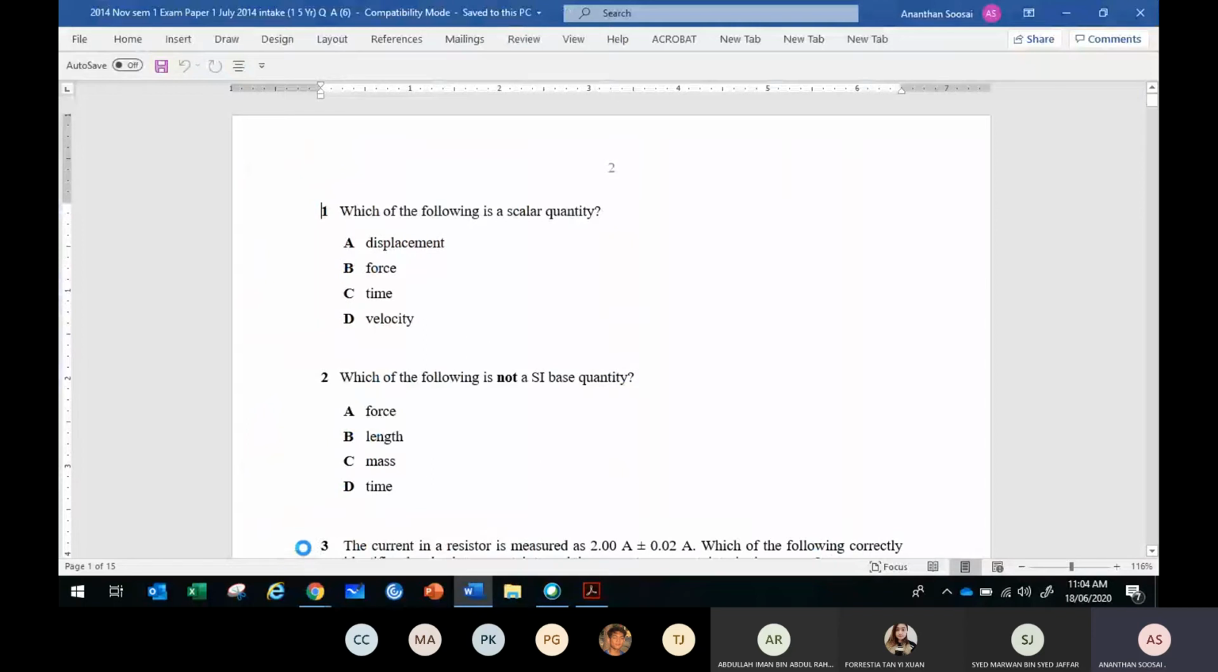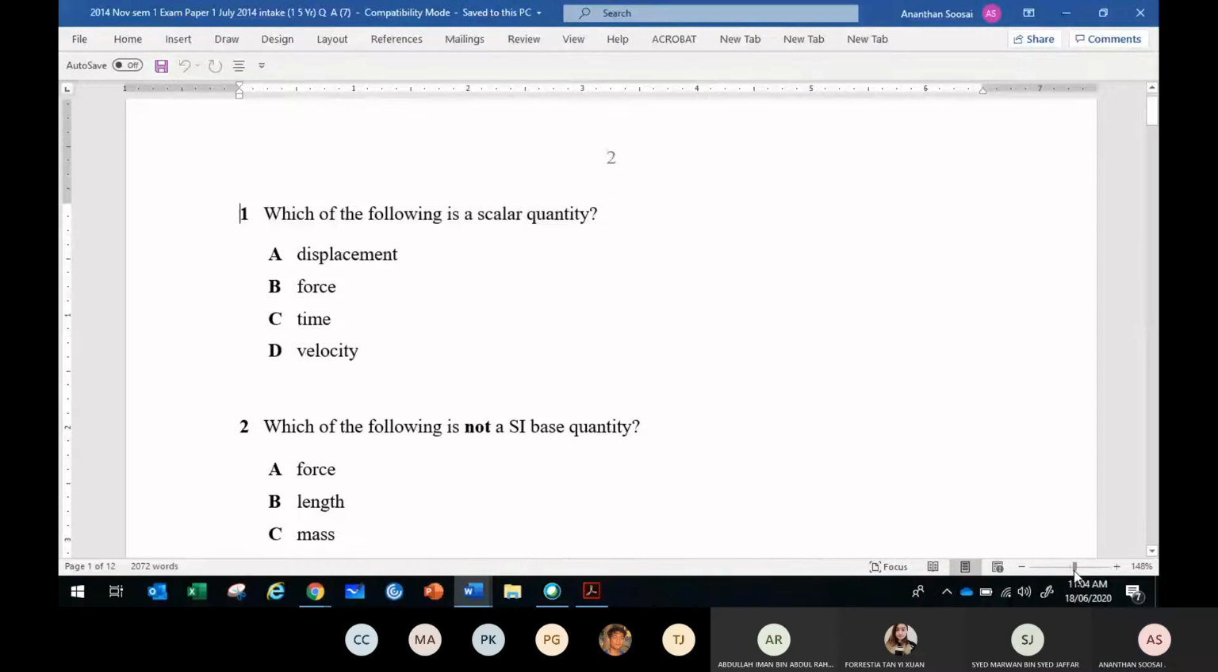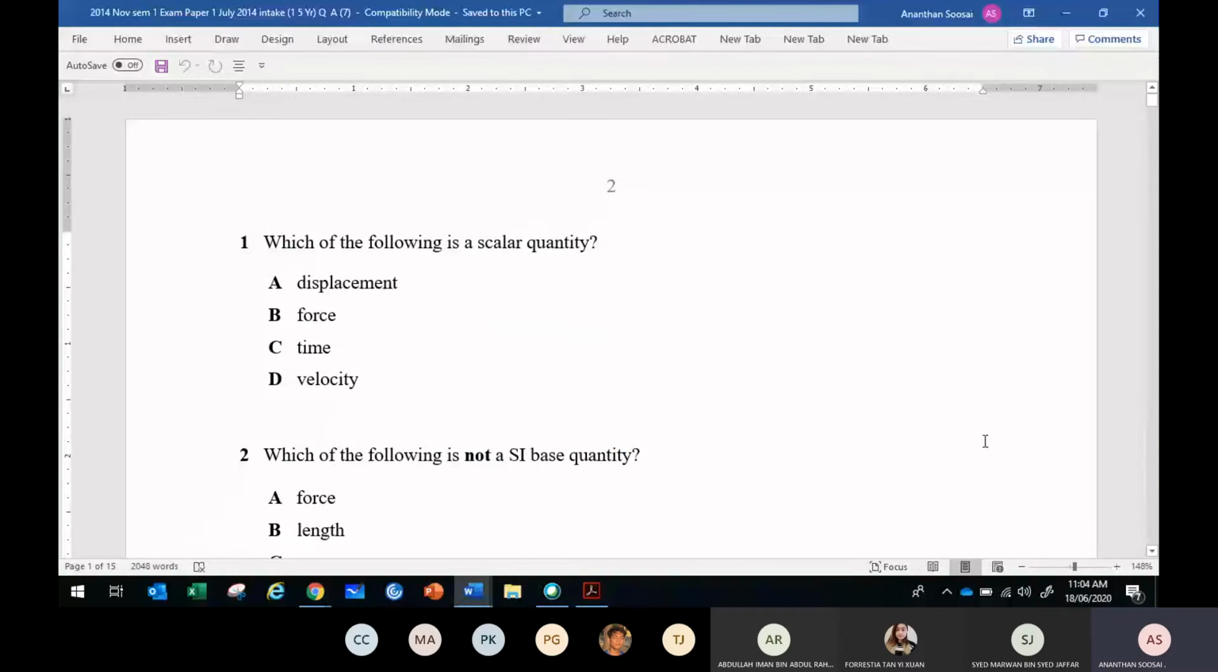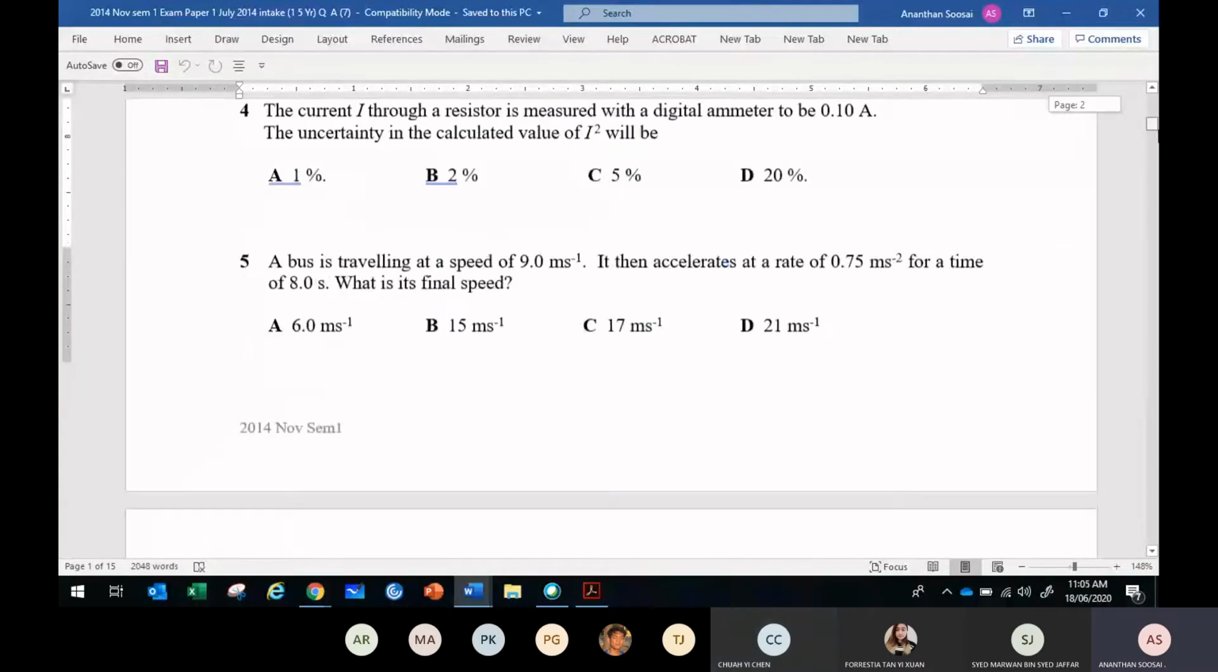Okay, let me open up. I think this is the paper. So, anybody have any questions? Any questions? You have a problem? No questions? Sir, question 17? Okay, good. So we go to 17.